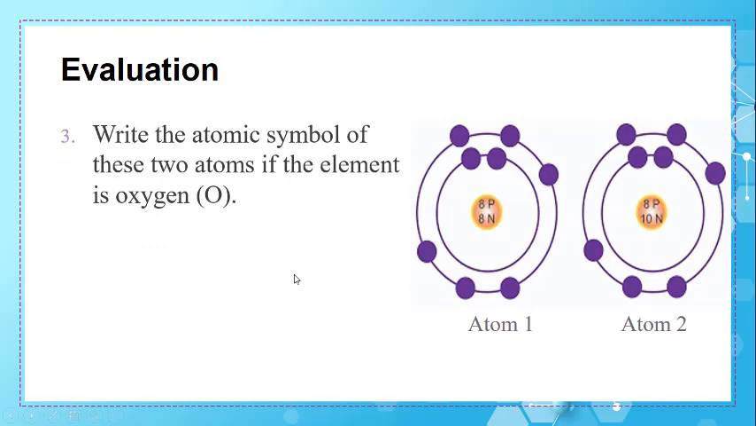Write the atomic symbol of these two atoms if the element is oxygen. The first atom is O8,16. 8 is the number of protons, 16 is the sum of the number of neutrons plus the number of protons. While atom 2 is O8,18. 8 is Z, which is the number of protons, and 18 is 8 plus 10.